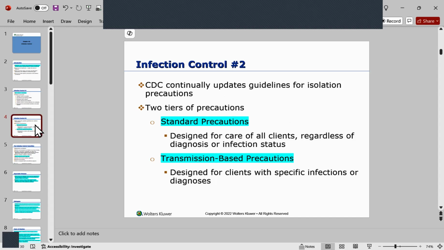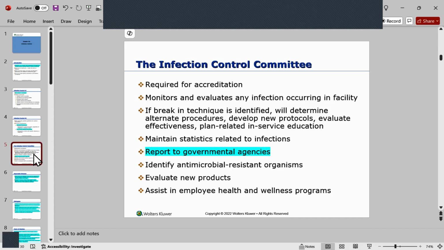So the CDC is always updating guidelines for isolation precautions. And right now we have two tiers. We have standard precautions. That is with the premise that everybody's got something. So all clients we use standard or universal precautions with, okay, regardless of what their diagnosis is. And then there are transmission based precautions. These are the ones that are designed for people with specific types of infections. Okay. So make sure you know the difference between standard and transmission based precautions.